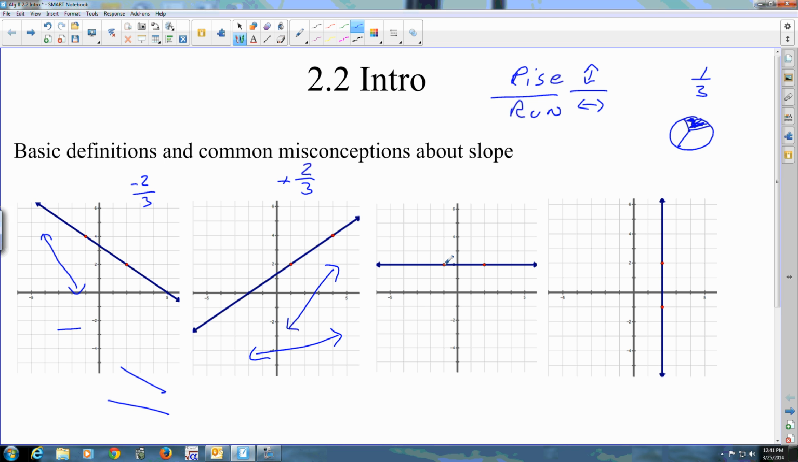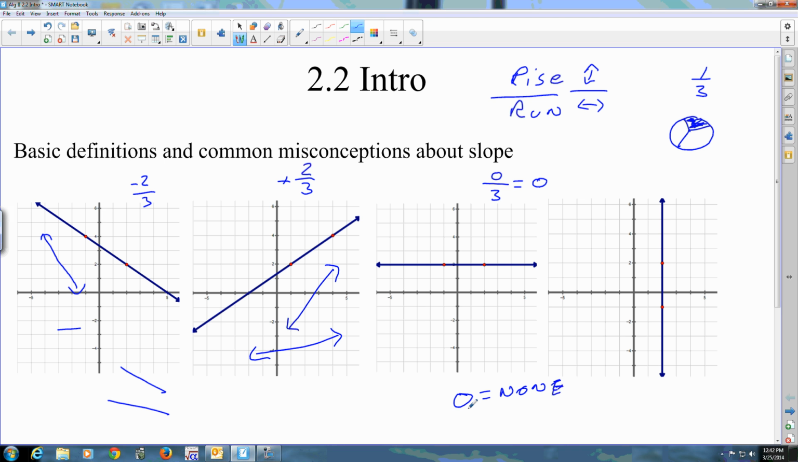What are you rising from this point to this point? You're not. What are you running? 1, 2, 3. Well, if I have no pieces of 3, how much do I got? 0. Now, 0 and none. This is something that kids are chronically making mistakes on. So I need you guys to be aware of it and no longer make that mistake.